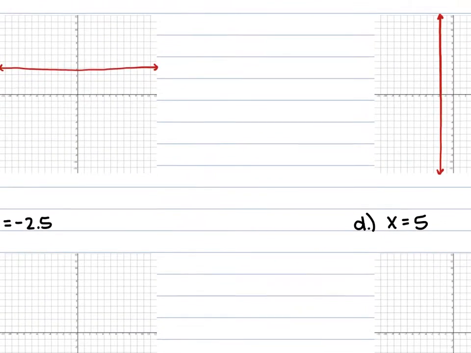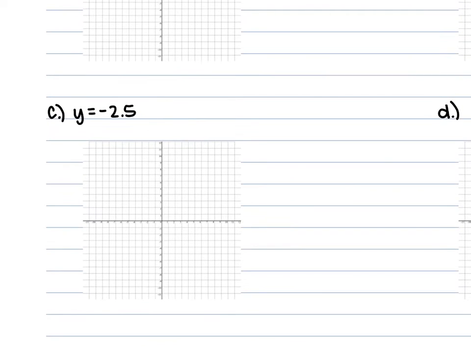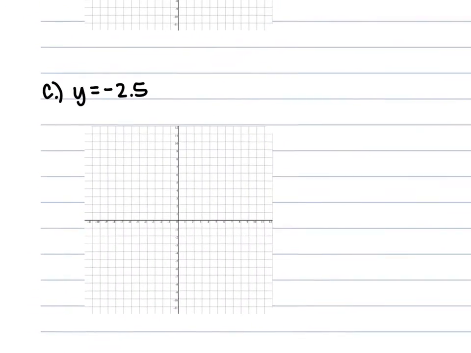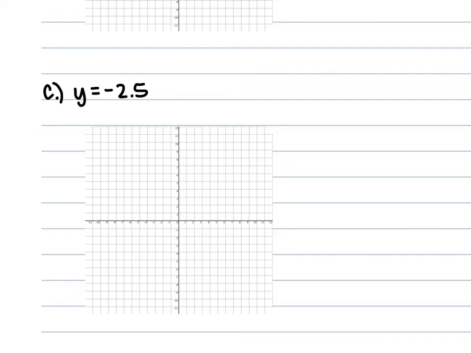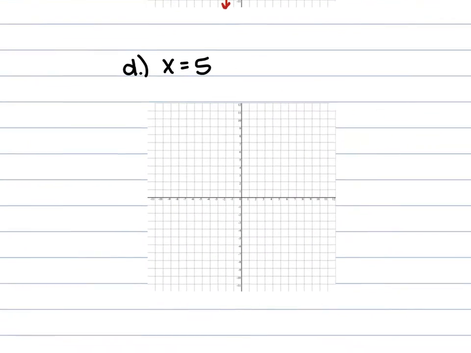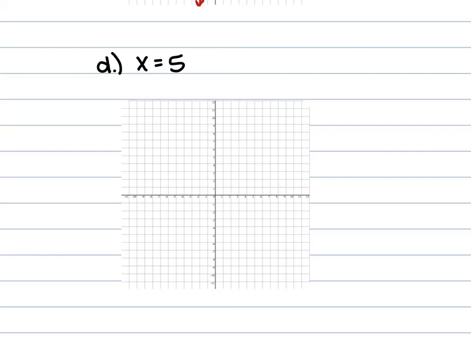For example C, we have y is equal to -2.5. So we would go in between the -2 and the -3 and just do a horizontal line right through that y-axis at -2.5. For example D, we have x is equal to 5. So again, this one's just going to go through the x-axis. So it's going to be a vertical line right through 5 on the x-axis.